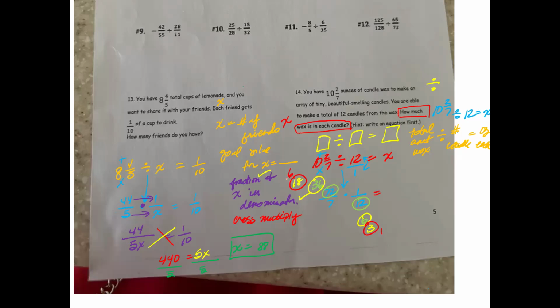So now 6 times 1 is 6, and 7 times 1 is 7. So this is X. And what does X stand for? How many ounces of wax in each candle. That's your answer. All right, that concludes everything.